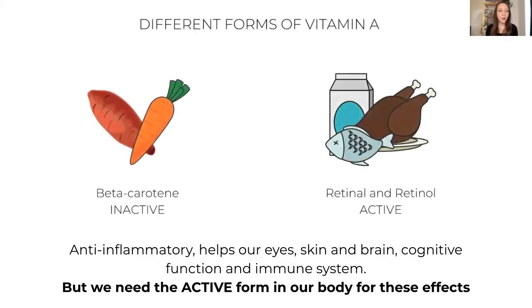So when we eat food, we are eating one of two types of vitamin A, all right? We're either eating the inactive form, which is called beta carotene, which is found in plants, or we're eating the active form, which is retinol, which is found in animal foods, okay? So the body converts the inactive into the active inside our cells, right? Which is why animal foods have the active form, because those animals have already done the converting for us.